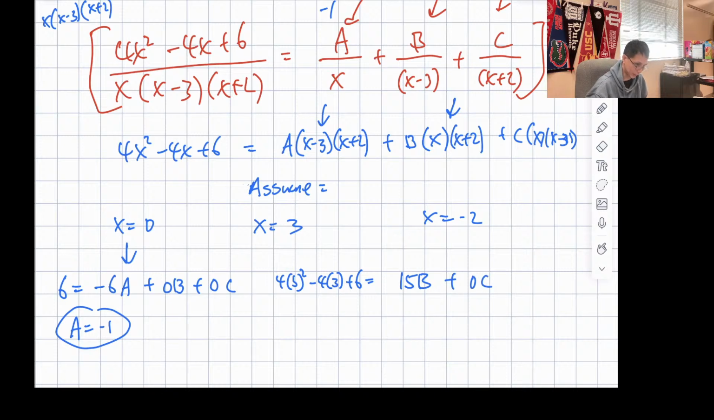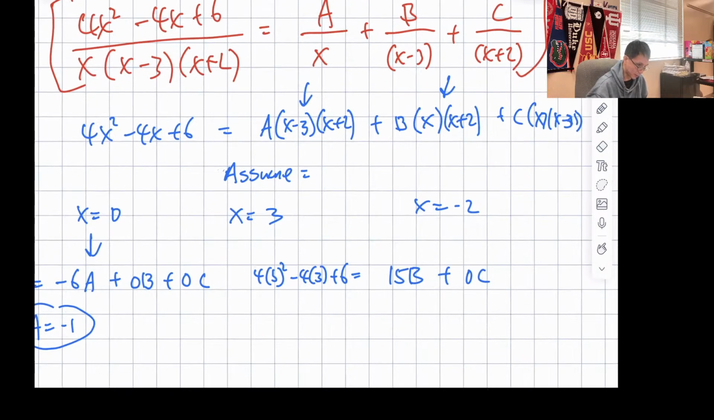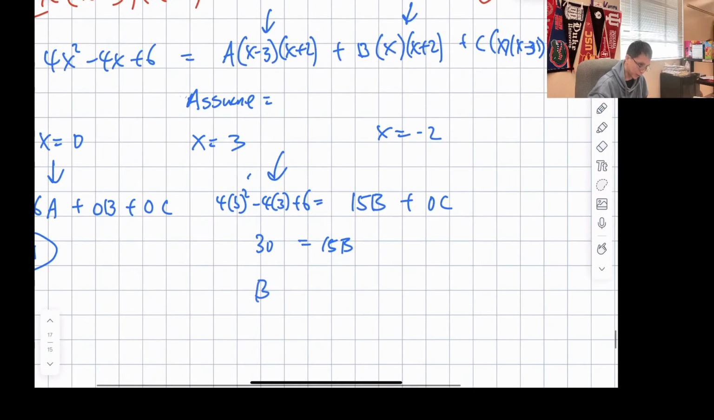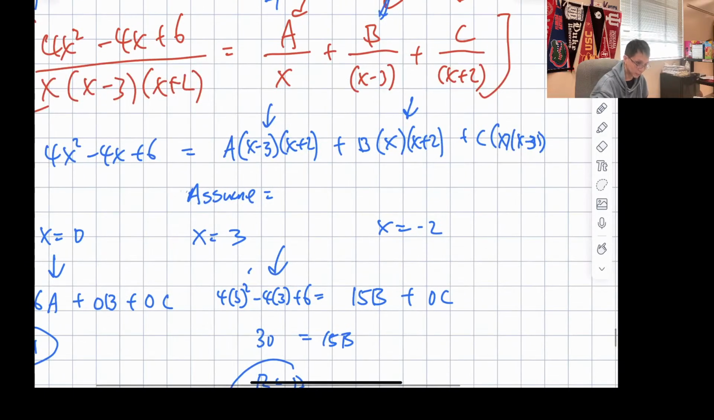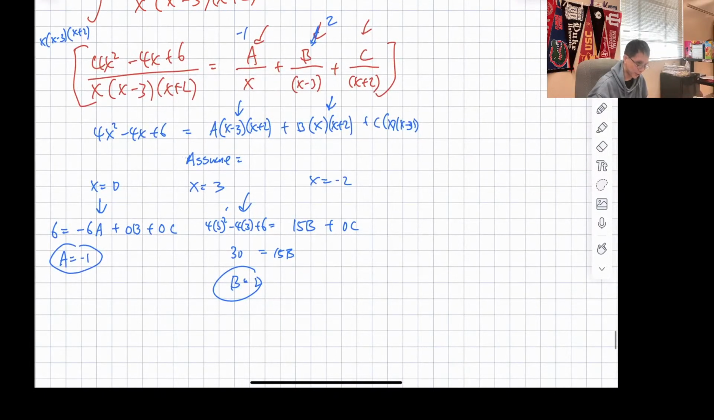0c, right? Does that make sense? So what am I going to get on this side? 30 equal to 15b. What'd you say? B is equal to 2. We find out A and B. Can I find out C?